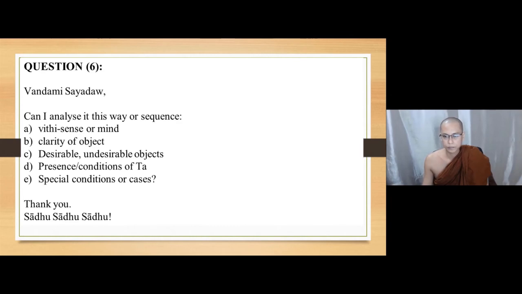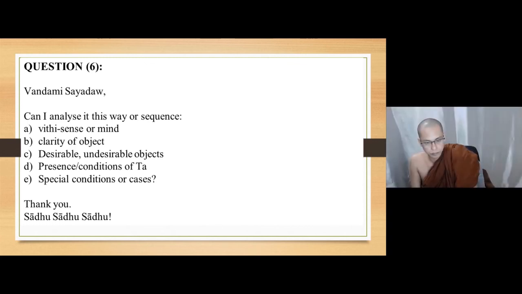Dear Bhante, can I analyze it this way or sequence? A, clarity of sense or mind. B, clarity of object. C, desirable, undesirable objects. D, presence or conditions of TA. E, special conditions or cases.